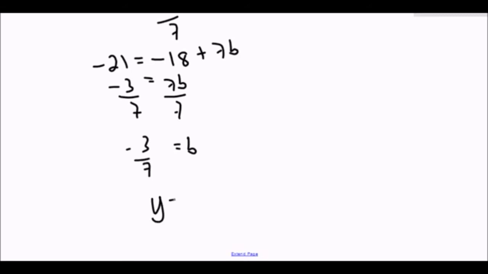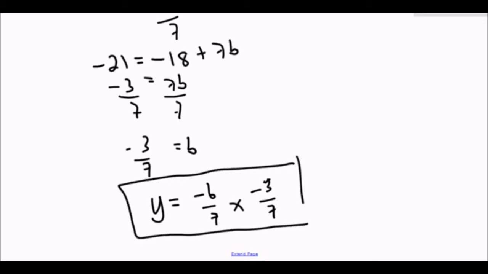So now I know that this equation has a slope of negative 6 over 7 and a starting value, or y-intercept, of negative 3 over 7. So that's the equation of the median line from R.